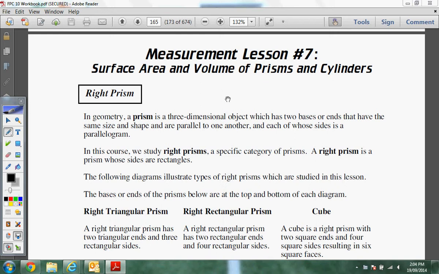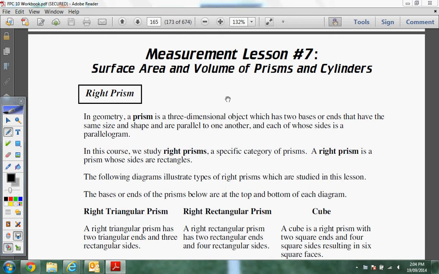So what we're dealing with mostly in this unit, or this section, is area and volume of prisms. Since we're talking about volume, we know that what type of figures do we have? 3D, yeah, three-dimensional figures. A prism is a three-dimensional object which has two bases or ends that have the same size and shape and are parallel to one another.